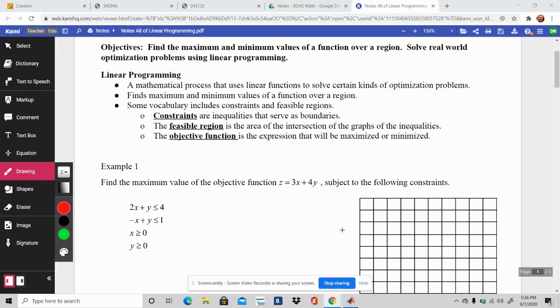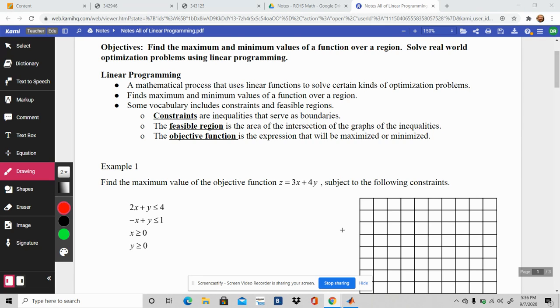So linear programming is a mathematical process that uses linear functions to solve certain kinds of optimization problems. By optimization, I mean you're trying to either get the most out of something or the least out of something. Linear programming actually came about during World War II when they were trying to figure out the best place to allocate weapons and supplies. And we still use it to this day. So we will either find a maximum or minimum value of a function over a region.